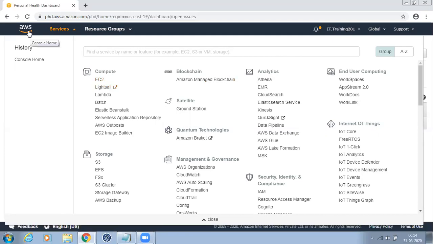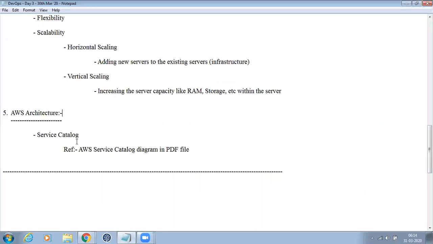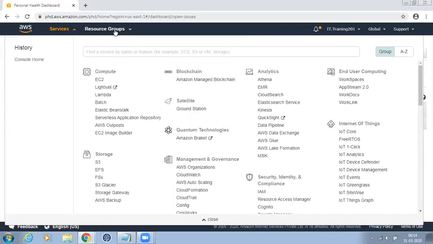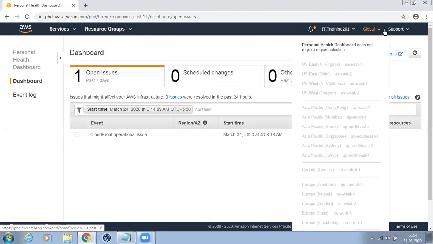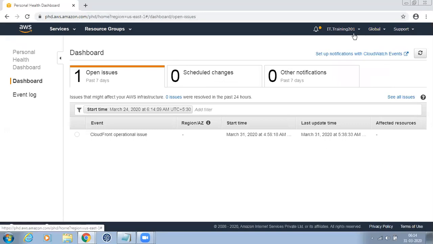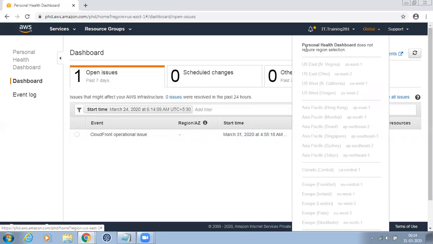AWS full form is Amazon Web Services. Amazon, right? Web Services. Okay, so as part of the discussion on the architecture and the service catalog, we have to see what the global components are, right? So this is how it will be, and by default, whenever we try to... there is some issue, I think. Personal health dashboard does not require regional selection. Okay.